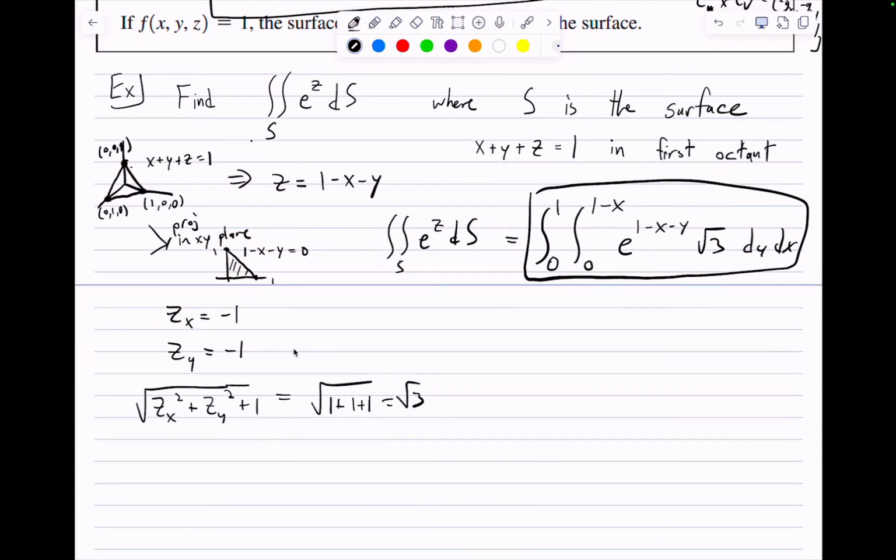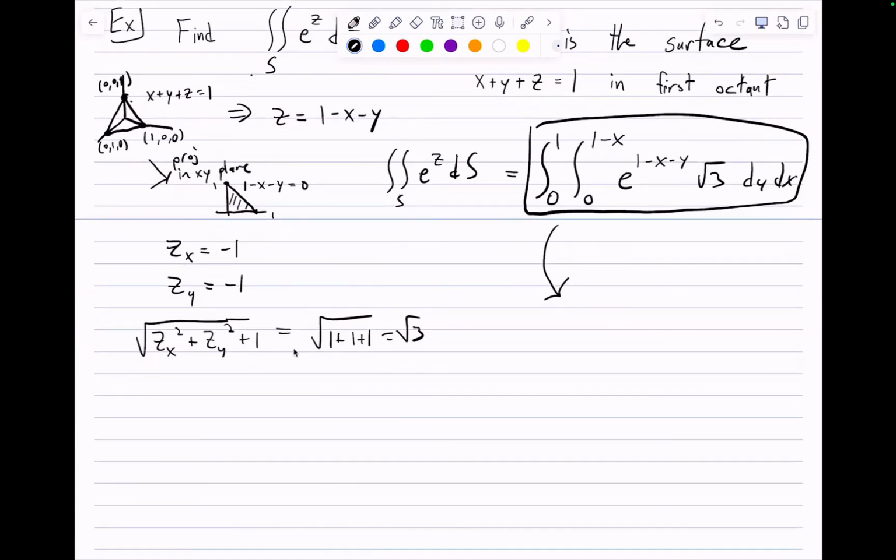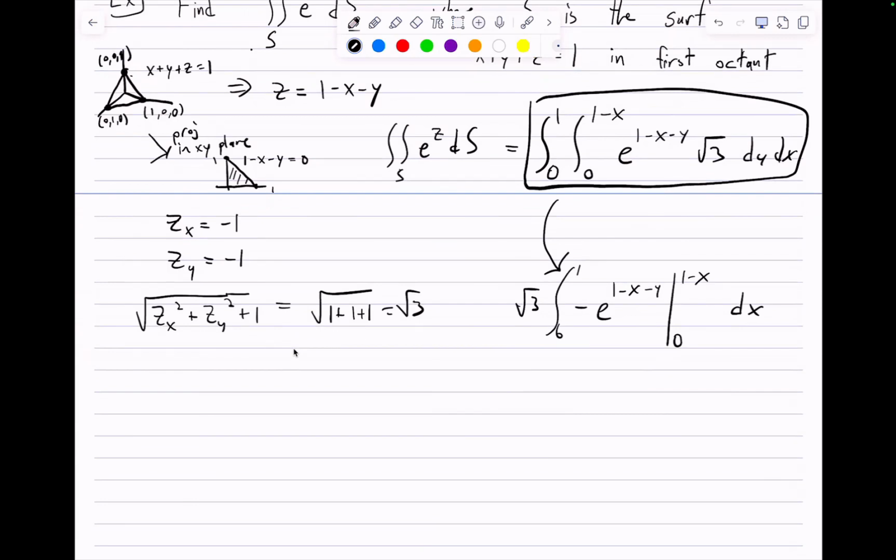And then actually doing the integral, this is just a standard double integral. So I'll do it really quick, but I think it becomes negative e to the 1 minus x minus y evaluated from 0 to 1 minus x, and then the integral from 0 to 1, with the root 3 on the outside, dx. If you plug in 1 minus x, you get minus, it's a 0 by the way, you get e to the 0 plus e to the 1 minus x, because of the two minus signs.